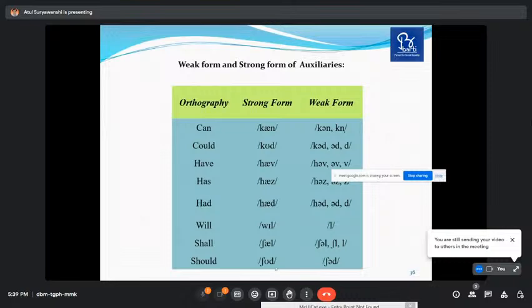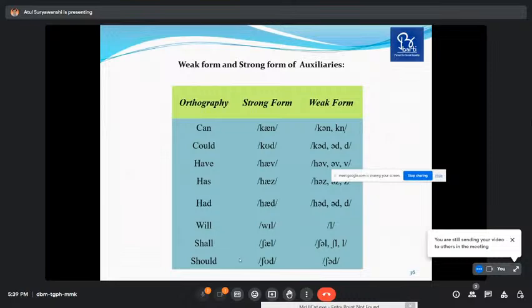Will is a strong form and 'll is the weak form of will. For example, "I'll do it" is the use of weak form in coherent speech. So try to understand this.